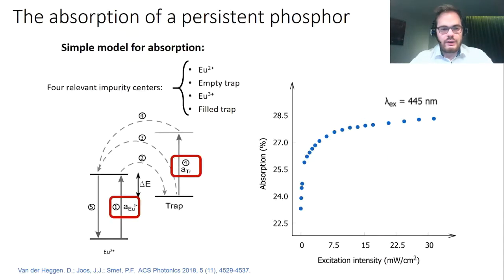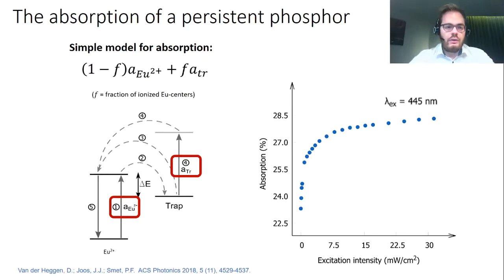And we could try to model this based on a very simple model for the absorption. Because in essence, we only have four relevant impurity centers. We have the two we started with, the europium 2+ and the empty trap, and the two that were created after exposure to blue light, namely the europium 3+ and the filled trap. But we can further simplify this because we know that europium 3+ has a negligible absorption at these wavelengths, and we additionally assume that the empty trap also barely contributes to the absorption. So in fact, we only have two species to take into account, the europium 2+ and the filled trap.